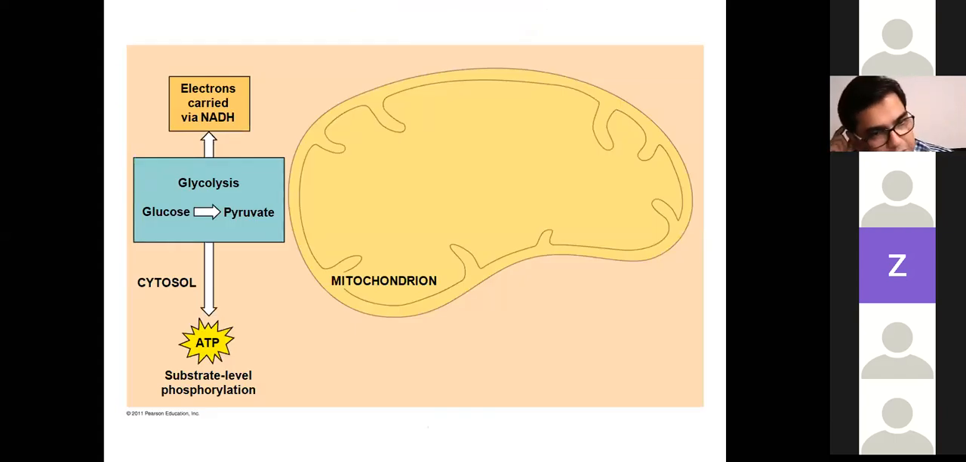Okay, this is what you can see. This is cytosol and this is your mitochondria. So what's happening here actually? In the cytosol glycolysis is taking place, in which what happened? Glucose was oxidized to pyruvate as a result of glycolysis.